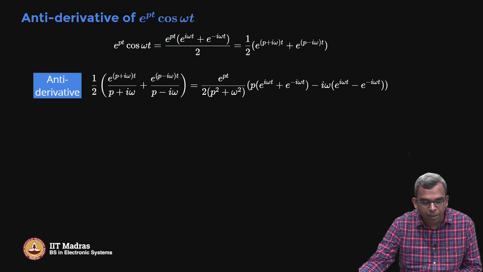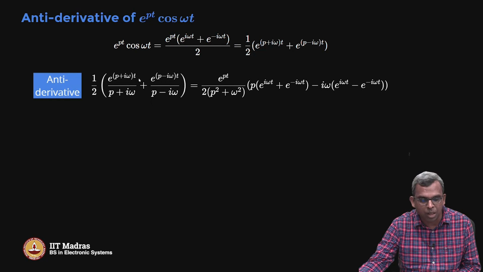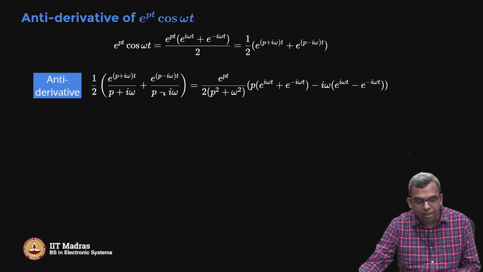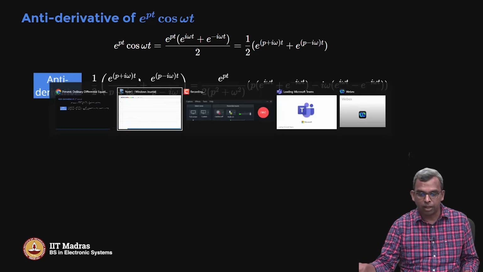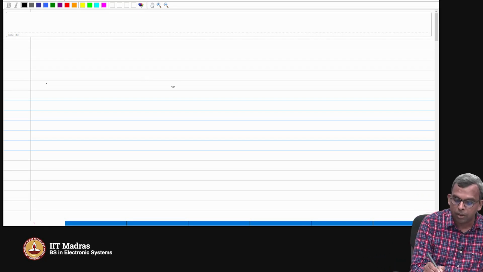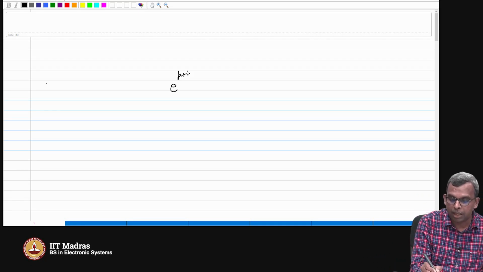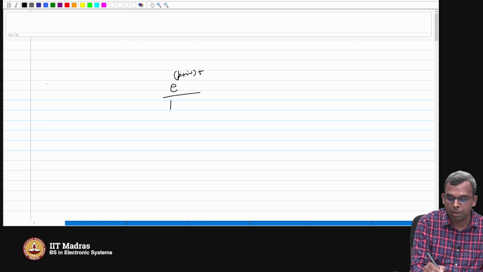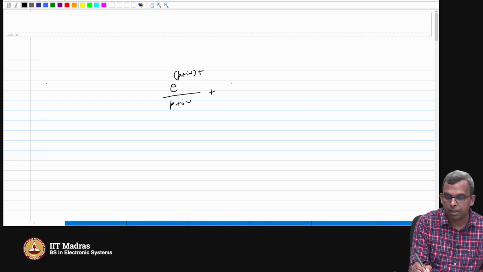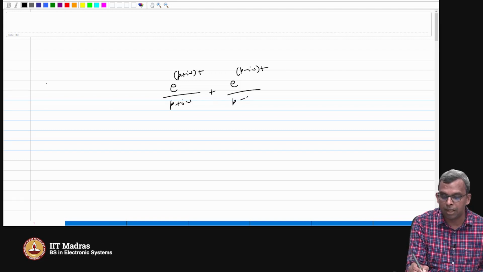And in the numerator, I am going to take e^(pt) common outside. So this e^(pt) is going to come out, just like it went in here. I will have e^(pt), but then what I will have left here is (p minus iω) times e^(iωt). So maybe I should just show this real quick for you. e^((p plus iω)t) by (p plus iω) plus e^((p minus iω)t) by (p minus iω).